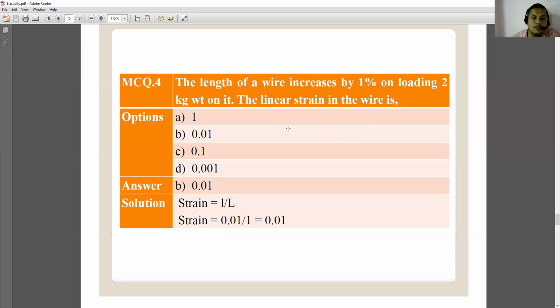How do we calculate it here? 1% is what is mentioned here. Okay, so if we consider the original length as 1, so it increases by 1%, means 0.01 is the value. So we are putting that in the equation, that is the strain is equal to 0.01 divided by 1, which is equal to 0.01, which is our option B.